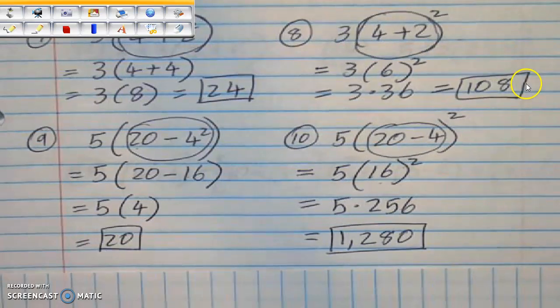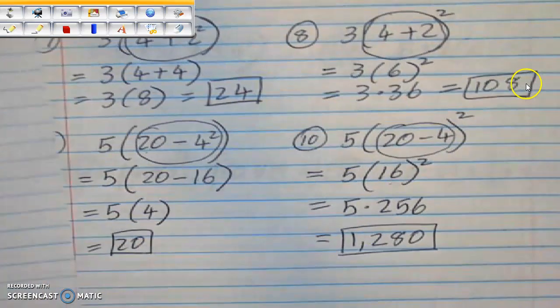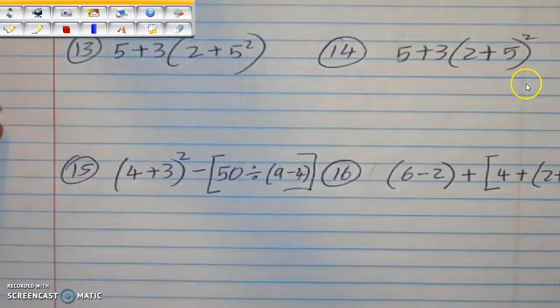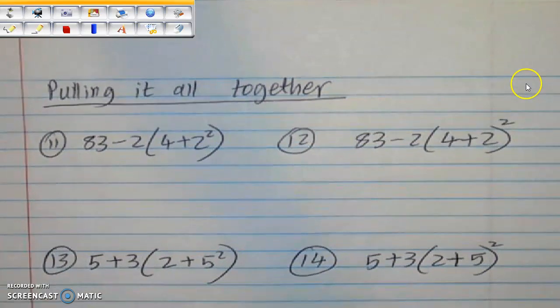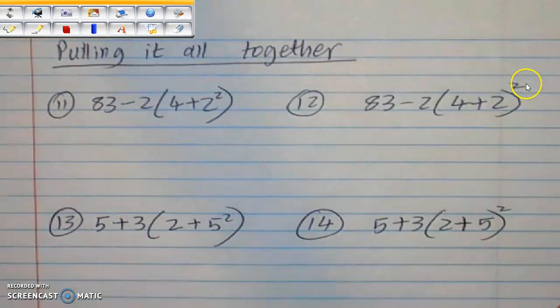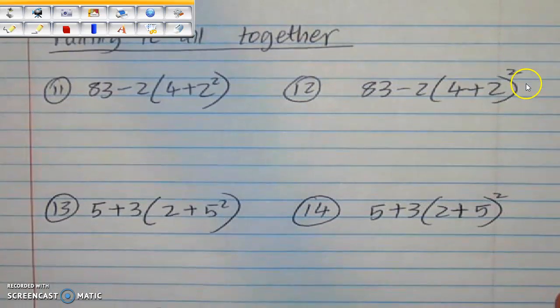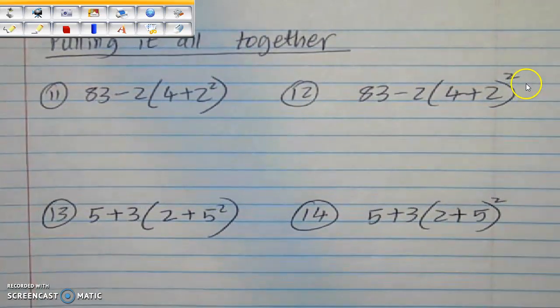All right, we've got a few more questions to do. We're now going to add some extra things into our problems. And this is what I'm calling pulling it all together. So there are 4 problems here to try. And they combine parentheses, exponents, and the order of operations. Look at that addition sign on the outside and the subtraction sign on the outside. Those should be the last things that you do. I'd like you to try these problems. I'm going to pause.